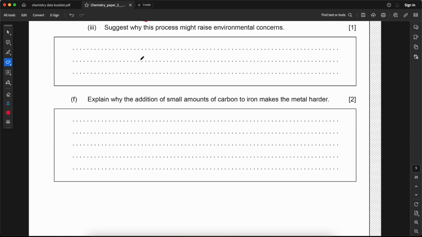Suggest why this process might raise environmental concerns, because it produces SO2, and SO2 can cause acid rain when it dissolves in the water.